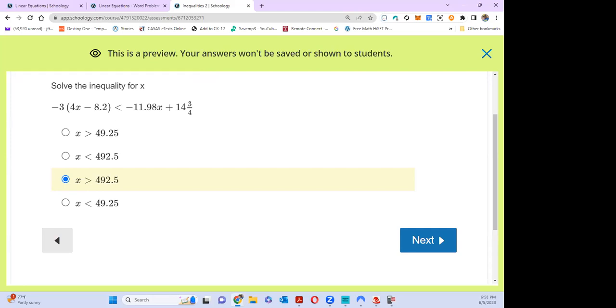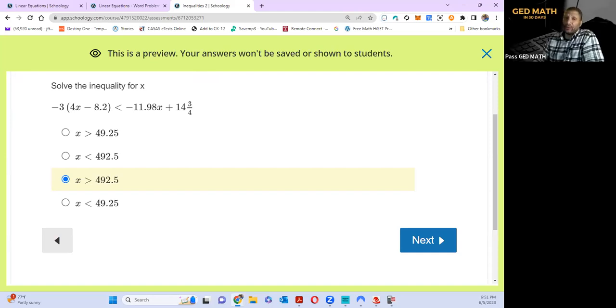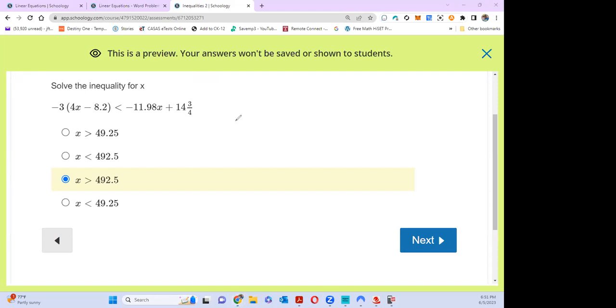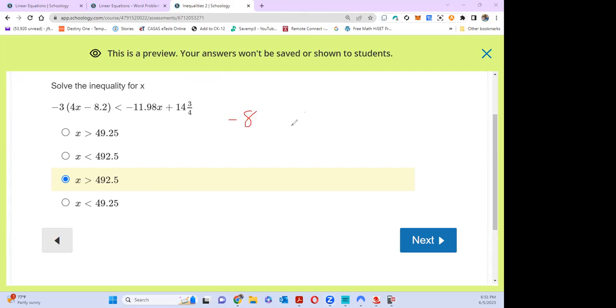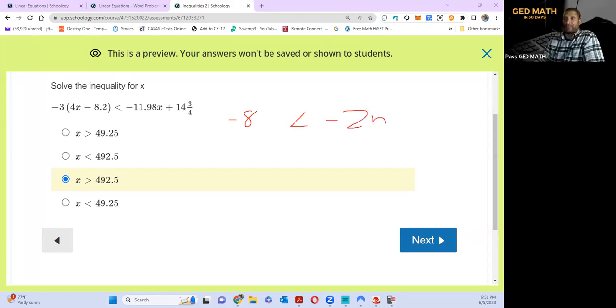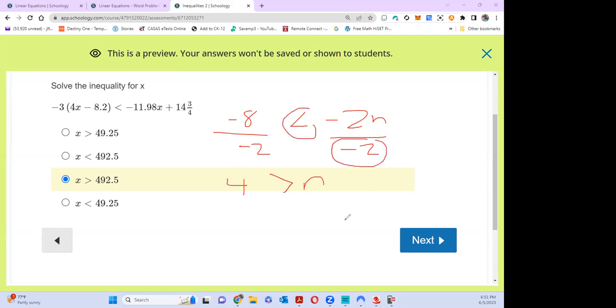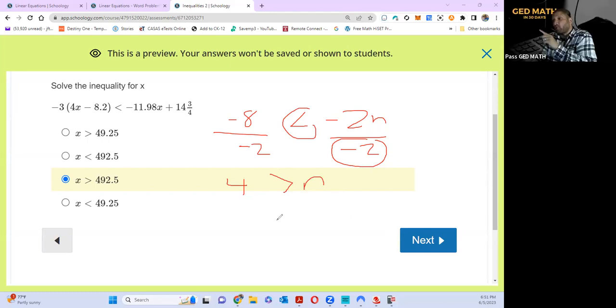Mr. Tinley, I have a question. If you divide by a negative, do you still switch the sign? So if I had minus 8 less than minus 2n, first of all, when I divide by negative 2, you get 4. Because you divided by a negative, you have to switch that inequality. That becomes greater than n. Now I was thinking that because the n is on the right side, you have to switch it again.